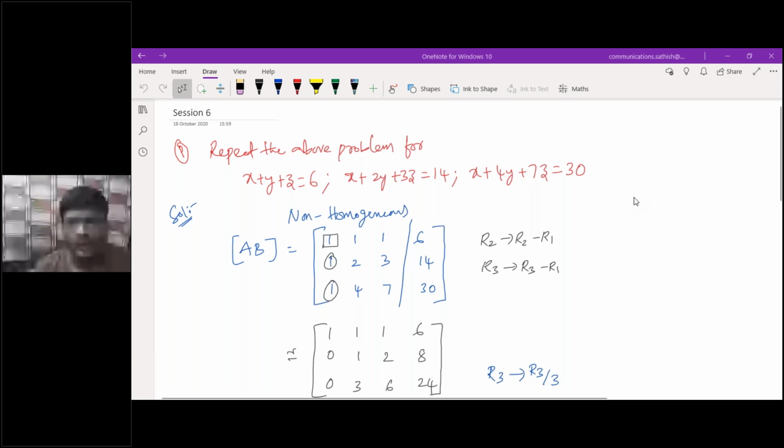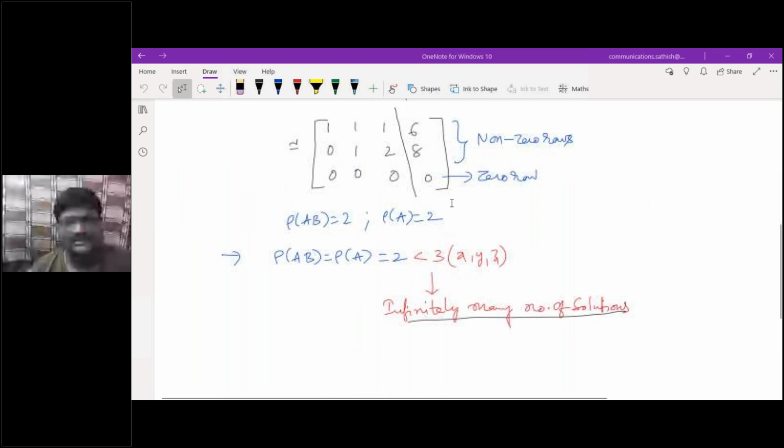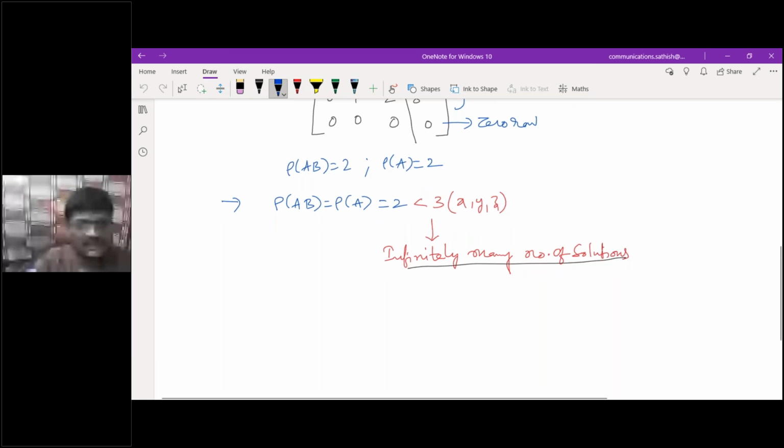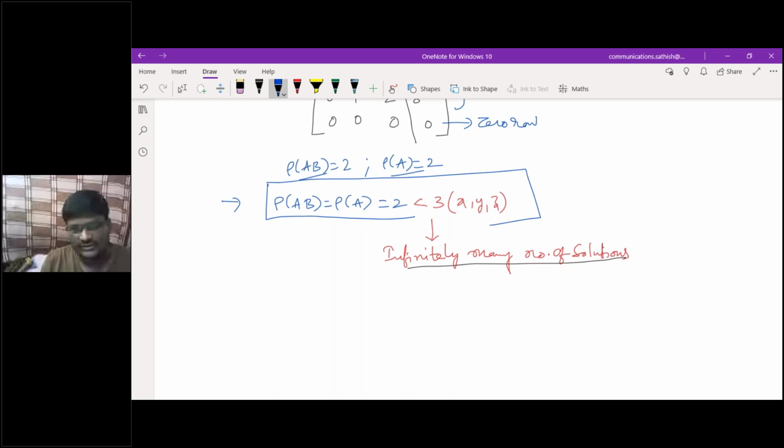They gave the non-homogeneous system of linear equations. Then I wrote the augmented matrix, followed by reducing that augmented matrix to the row echelon form. After that I found the rank of the augmented matrix as well as the rank of the given matrix. The rank of the augmented matrix is equal to the rank of the matrix, but it is less than the number of unknowns. So this gives you infinitely many solutions. Am I correct? Yes, sir. That provides you infinitely many solutions.